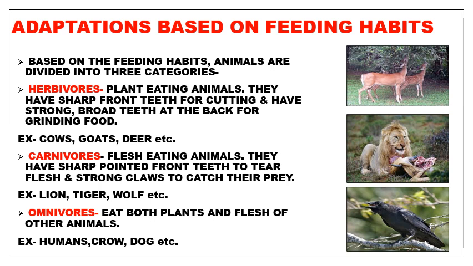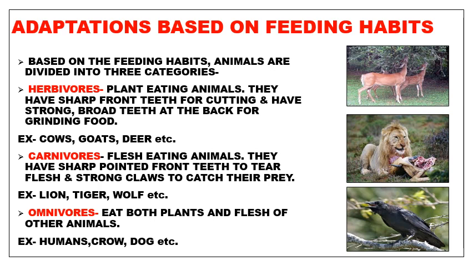Carnivores are the animals that eat flesh of other animals. For example, lion, tiger, wolf, etc. They have well-developed canines for tearing flesh and strong claws to catch their prey. Carnivorous birds such as eagles have hooked beaks to tear the flesh.